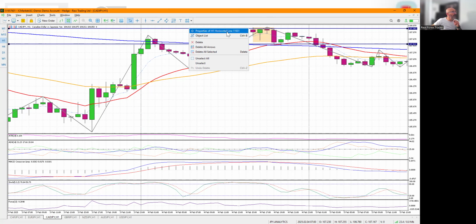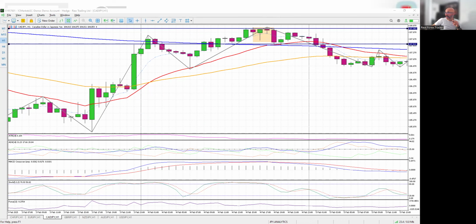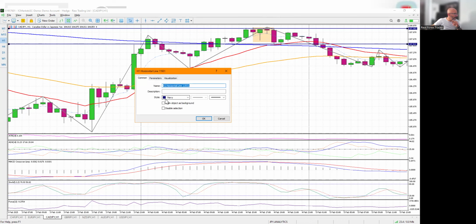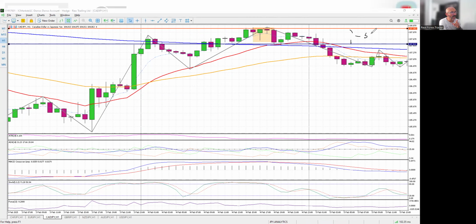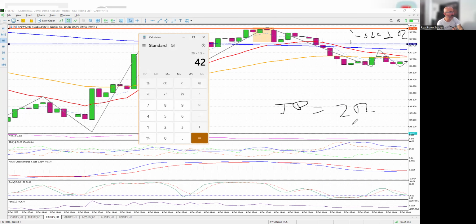So let me mark it as stop loss. If my stop loss is 42 pips, I remember that this means my stop loss is 1R. So my take profit has to be 2R. If my 1R here is 42 pips and I want it twice, it means 84 pips is my take profit.